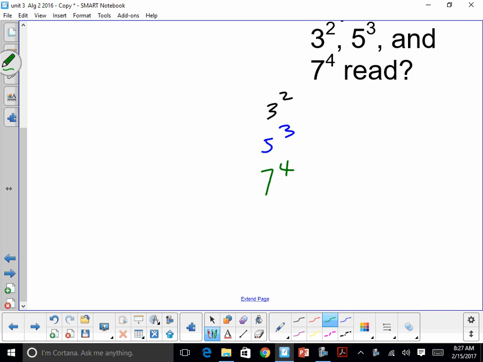I'm going to say out loud how we normally say this one here. 3 to the second power, we don't say 3 to the second power, we say 3 squared. All right, we got that one. So, right, that's 3 squared.